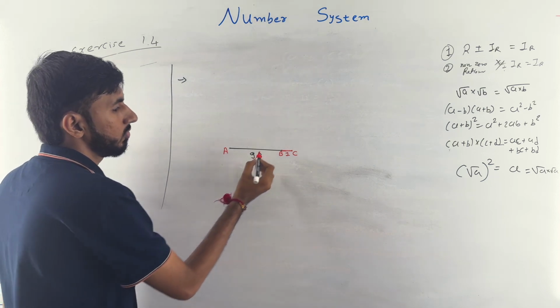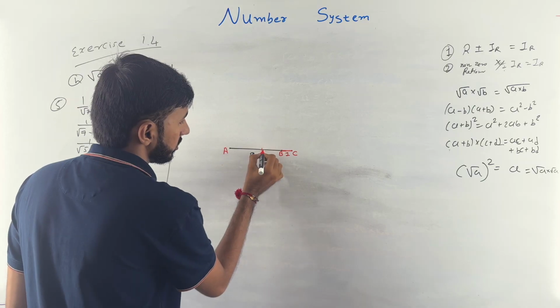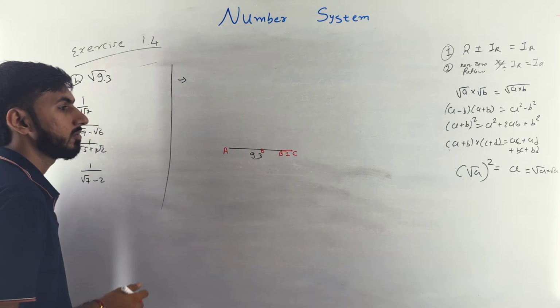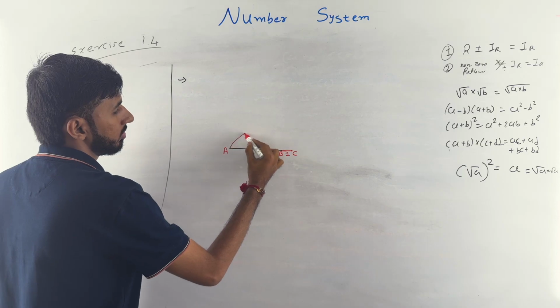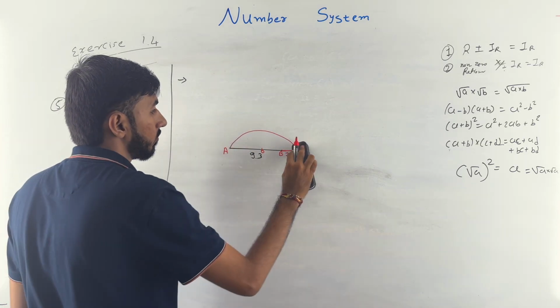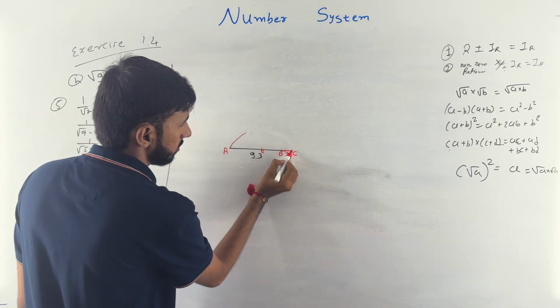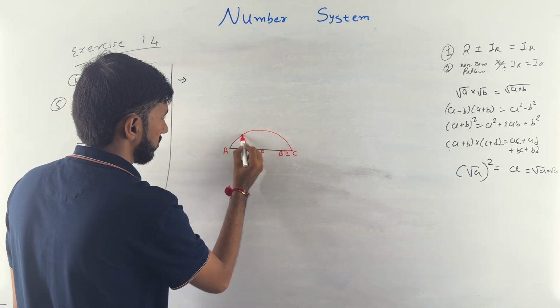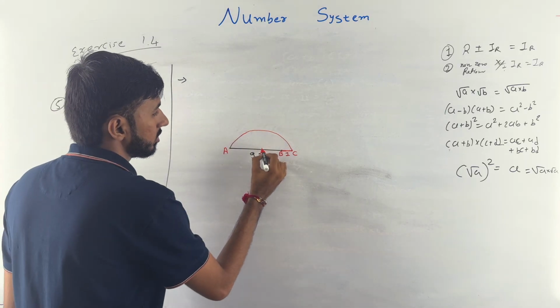Now what I will do is find the middle point of A and C. Let me name it O. This is the middle point of A and C. Now I will draw a semicircle. So here a semicircle is drawn out of C. So here is a semicircle with center O.